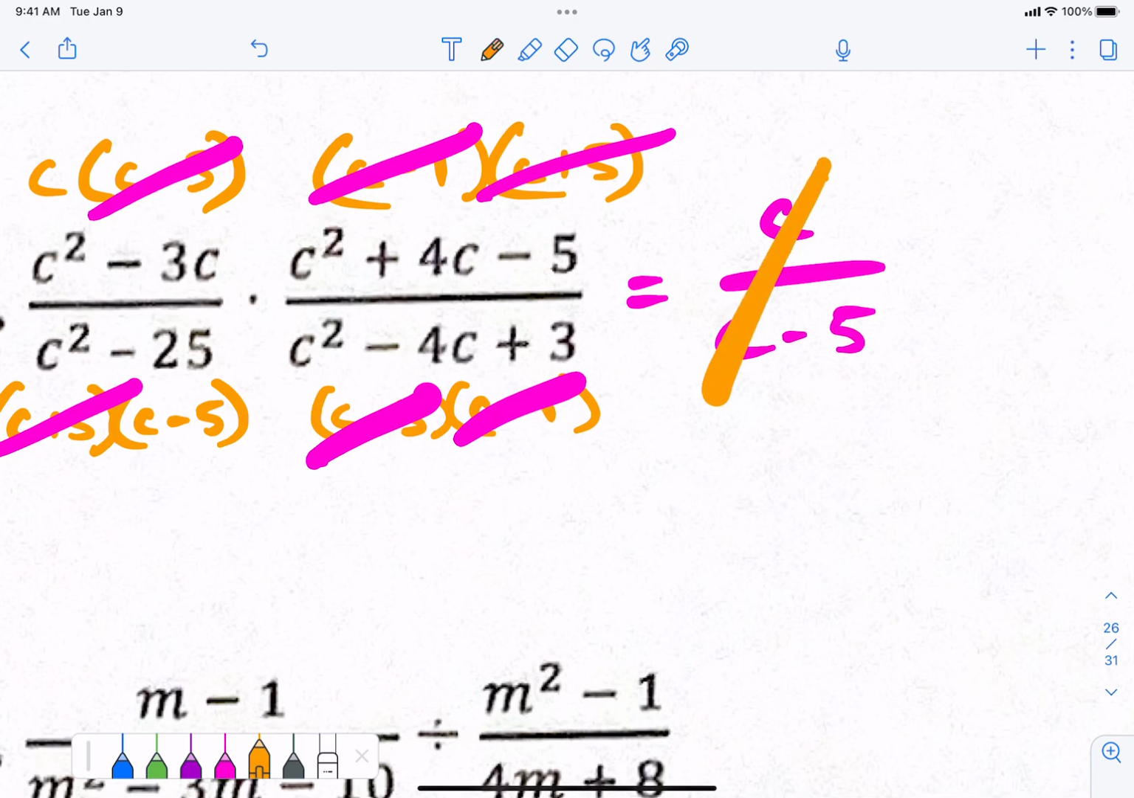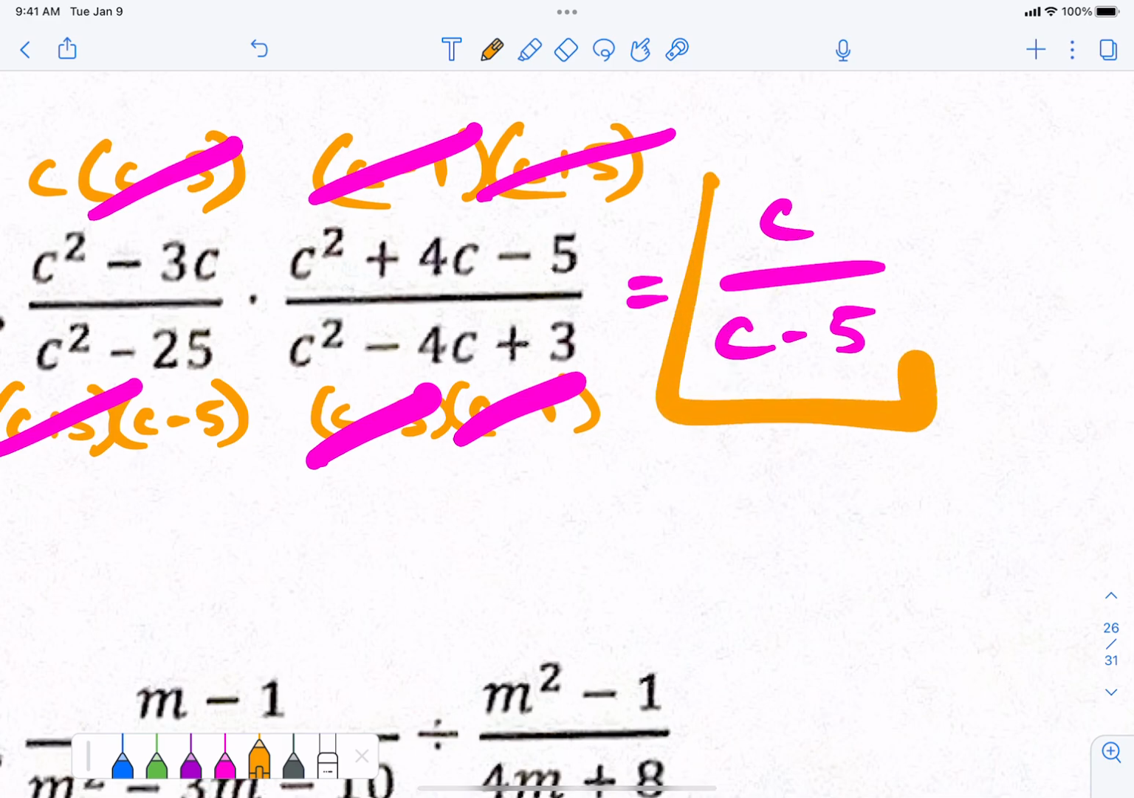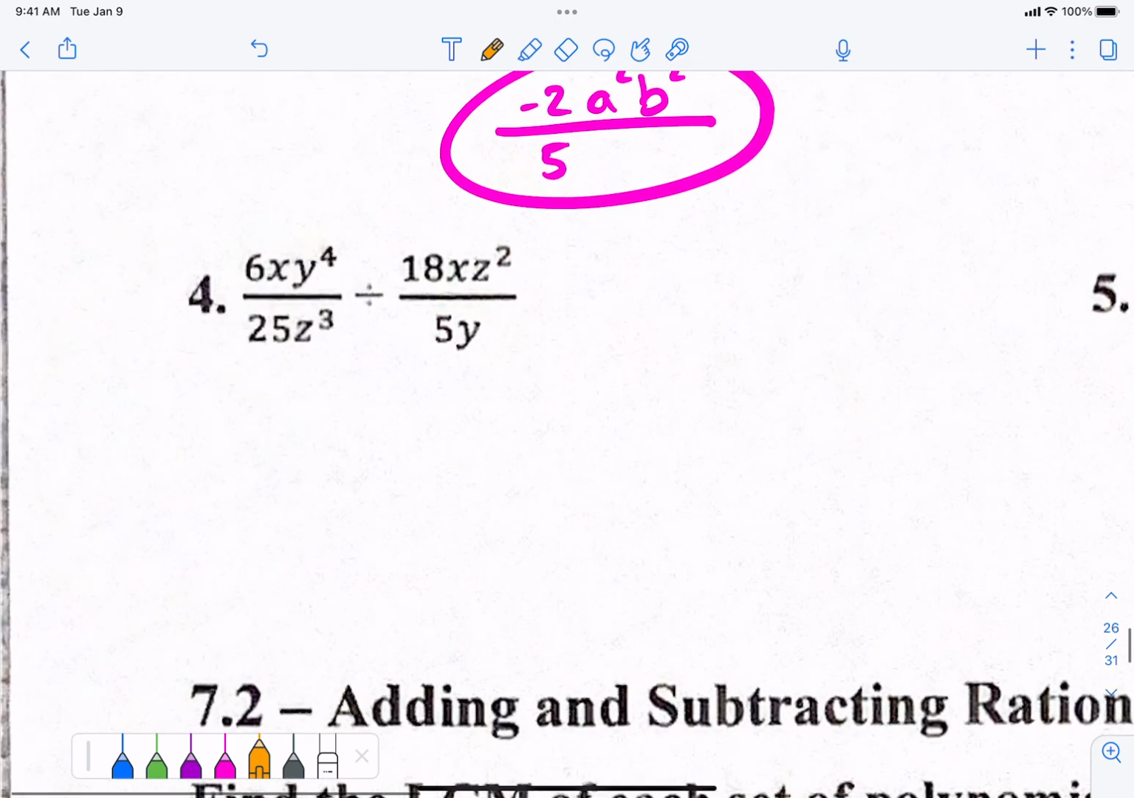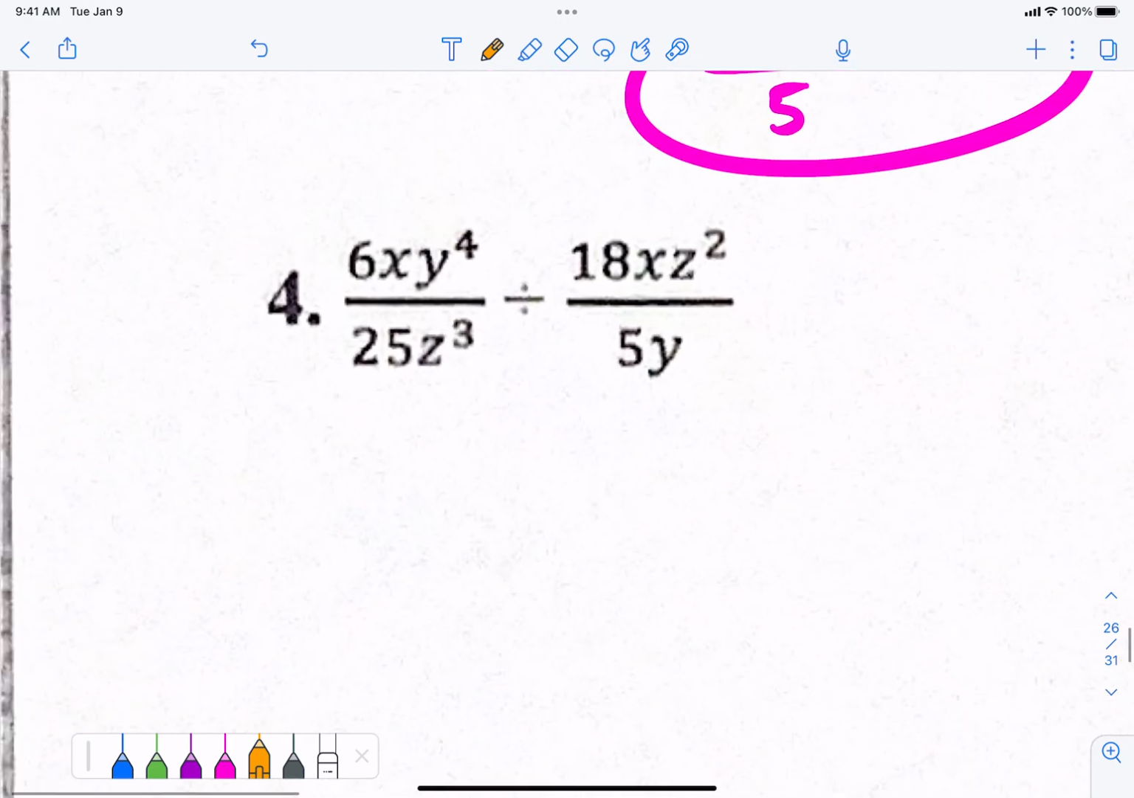Why not? Because they're trapped. The top one's not. The bottom one is, right? Okay, so that's all that's left over. Got it? Okay. All right, good. All right, number 4. Keep flip. Number 4, we have to keep flip because it's divide.